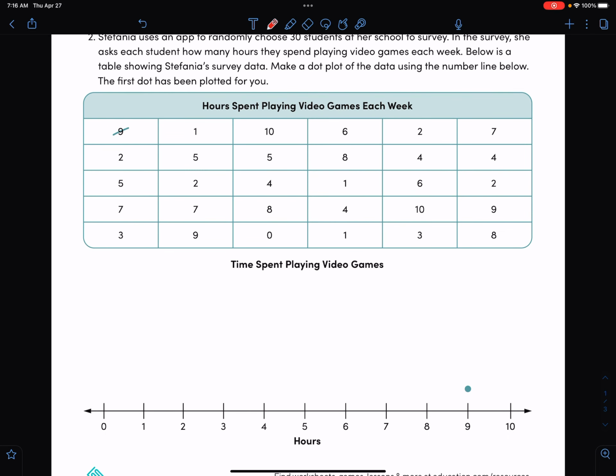All right, so now we have to start compiling this data. They've already done 8 for me, and I'm going to be obnoxious and go ahead and change the color so that it matches. So I'm going to put a dot at 1, a dot at 10, a dot at 6, a dot at 2, a dot at 7, a dot at 2, a dot at 5, a dot at 5. I want you to notice that I am crossing out the numbers as I plot them so that I make sure I get each and every one.